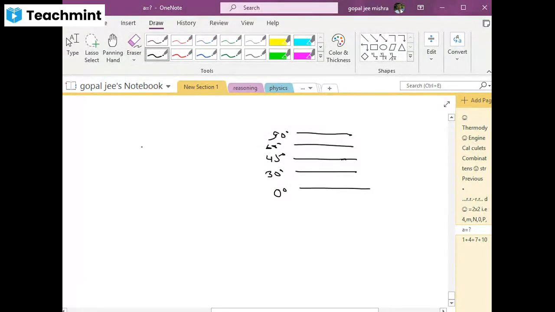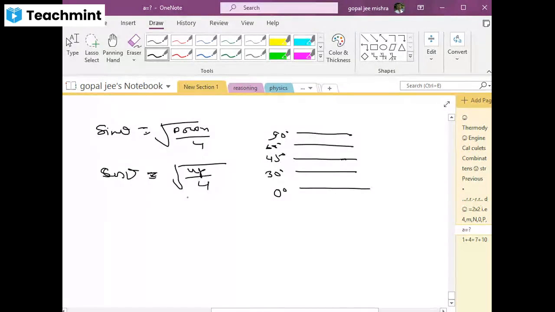Now see, according to this formula, beta, the value of sine theta is under root of down by 4, under root of down by 4, just note it down. And the value of cos theta is under root of up by 4. And the value of tan theta is nothing but down by up.